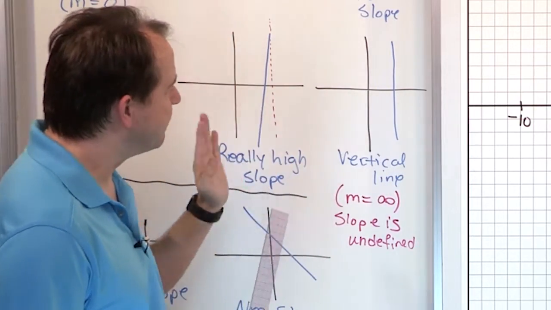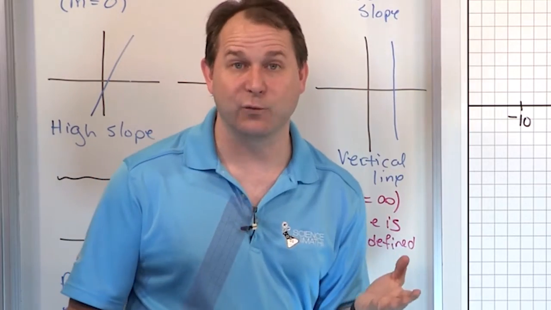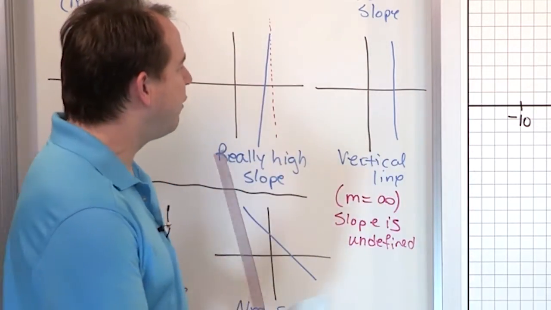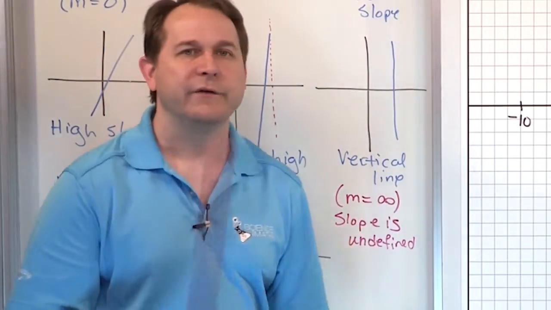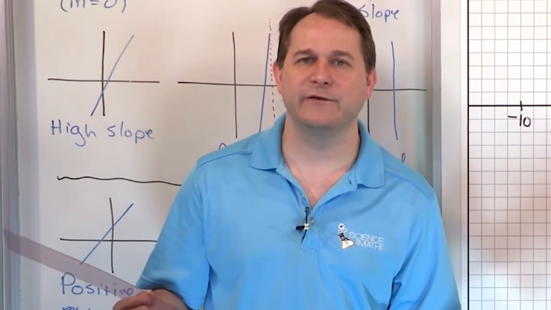I don't want to go too far in the weeds here, but the rise is really, really big. Rise over run, right? But the run, how far over it goes, is 0. It doesn't go over at all. It's totally up and down. So what happens when you divide by 0? Rise over run. We're saying run is 0.